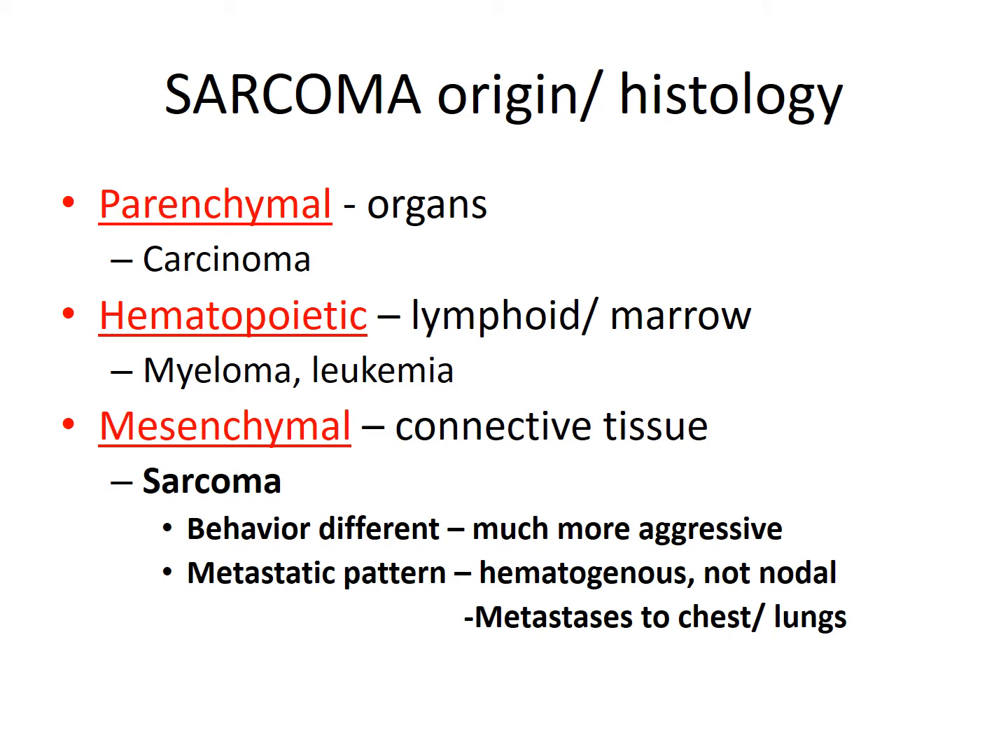And it's important because sarcomas behave differently. They're much more aggressive in how they affect the bone, often in the host as well. And their metastatic pattern is different. They have a hematogenic, not a nodal metastasis. So sarcomas tend to metastasize to the chest and lungs, and that's in contrast to the parenchymal cells of origin, such as the carcinomas, that tend to have nodal metastases.